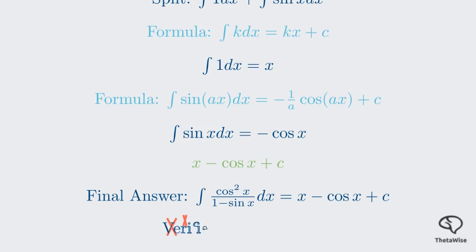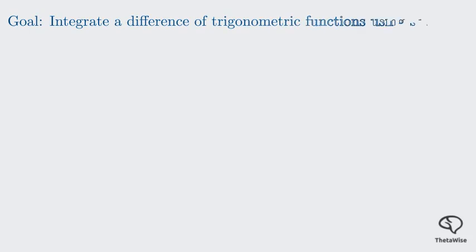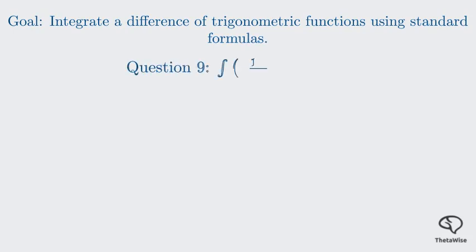Comparing our step-by-step solution with the provided memo, we can confirm that it is verified. Welcome back. In this scene, we will tackle our second integral problem. By the end of this tutorial, you will be able to integrate a difference of trigonometric functions by applying standard integration formulas. Our task is to find the integral of 1 over sine x minus 1 over cosine x.